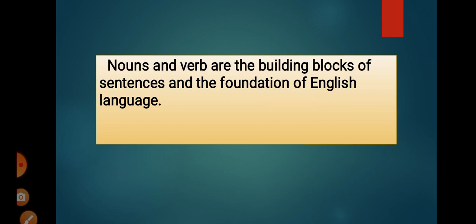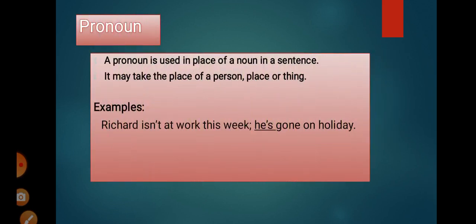So now let's proceed to a pronoun. So what is a pronoun? A pronoun is used in place of a noun in a sentence. It may take the place of a person or a thing. So here are some examples: he, him, his, she, her, it, they, many, few, all, everyone, nobody, anybody, and etc.